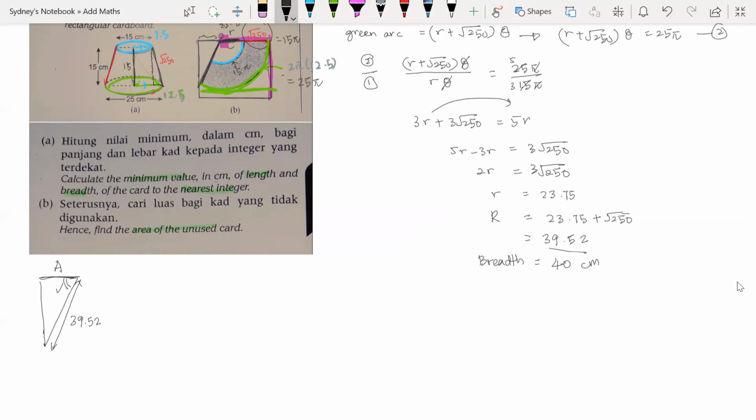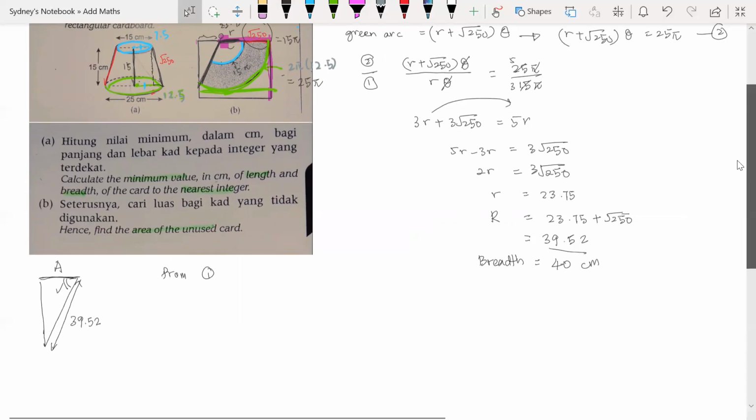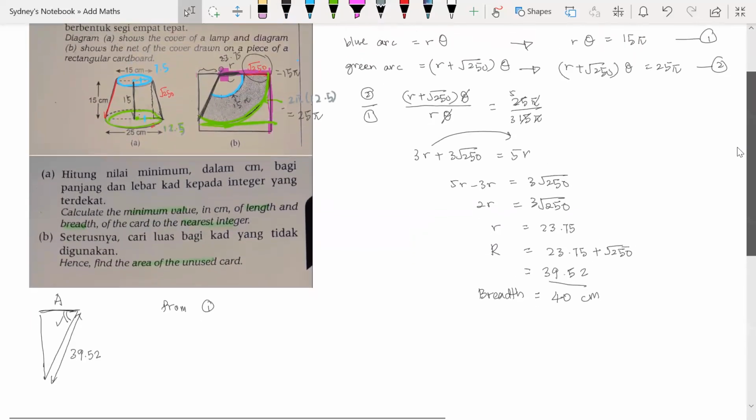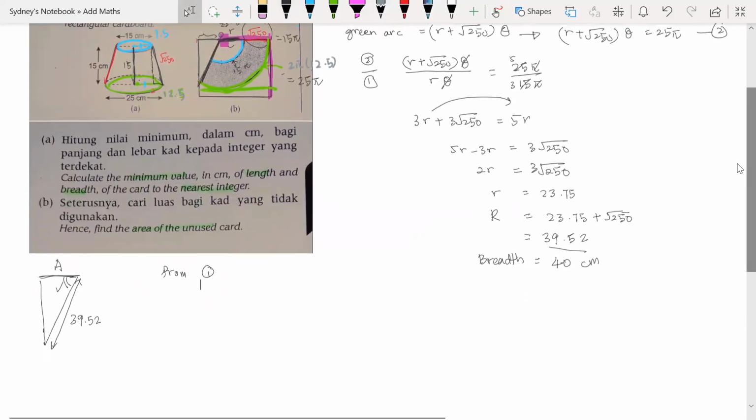We can use the S equals to R theta for the blue arc. Okay, let's say from which equation? From equation 1. You still remember what is equation 1? The equation 1 is actually the arc length of the blue arc. R theta equals to 15 pi. Okay, we shall use that.